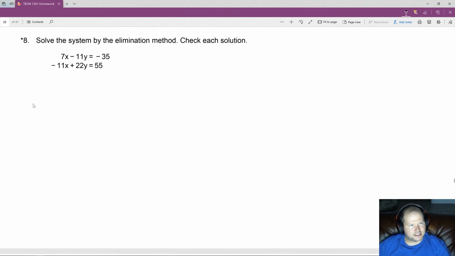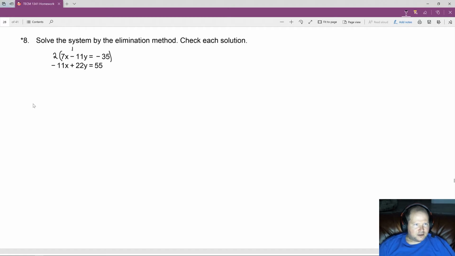So we want to solve the next system by the elimination method. So we have a 7x and a negative 11x. The least common multiple between both of those would be a 77. We have a negative 11y and a positive 22y. The least common multiple between those two is going to be a 22. So we probably want to eliminate the y's because they have a slightly lower LCM, or lowest common multiple. So I want to get this 11 to turn into a 22, and I do that by multiplying by 2.